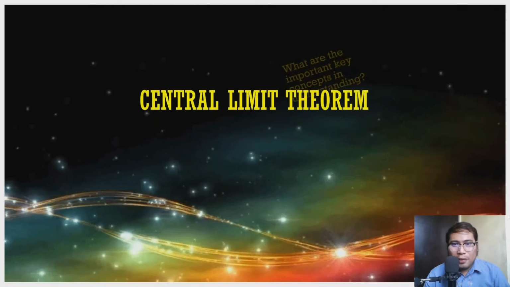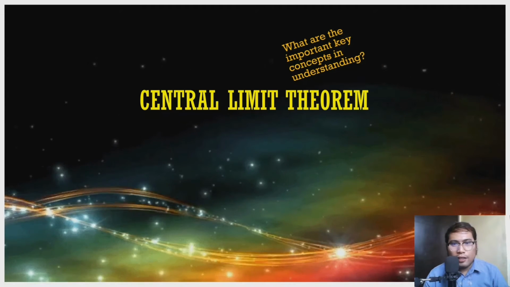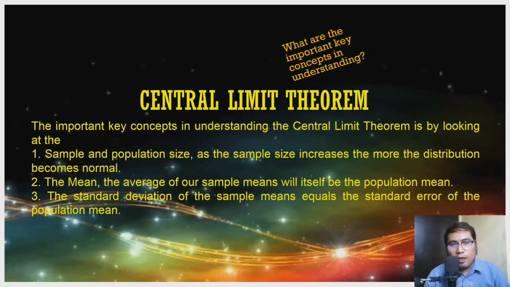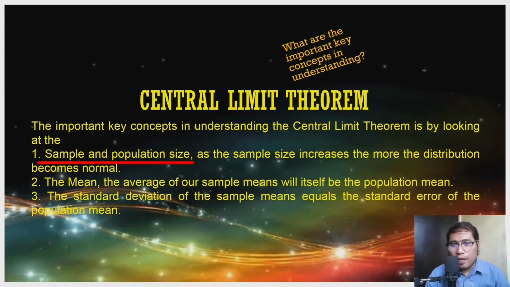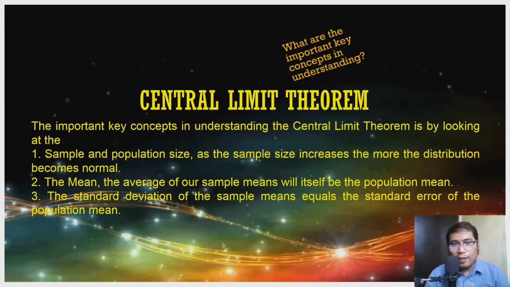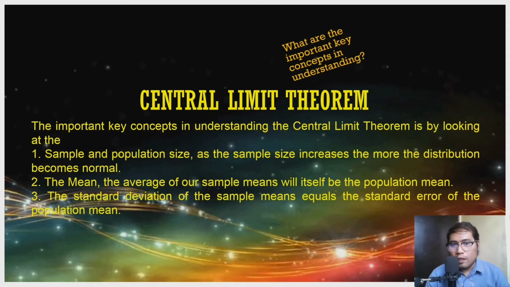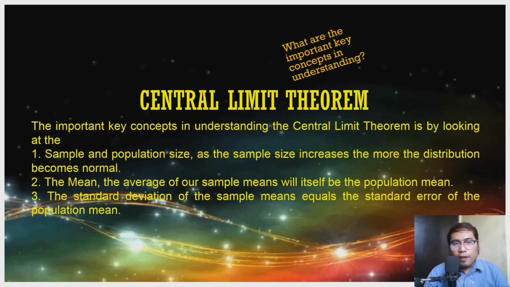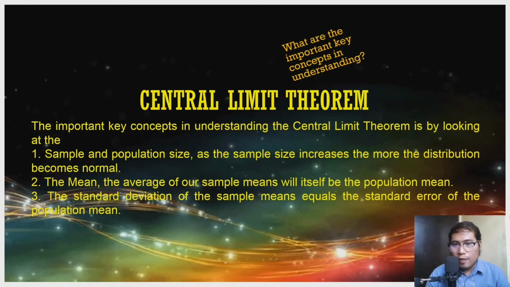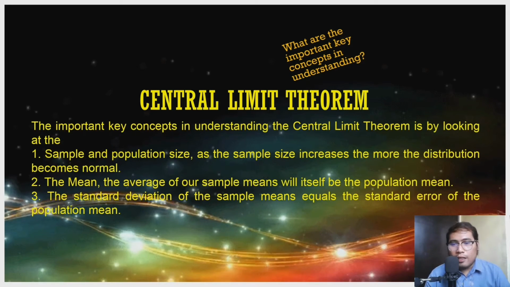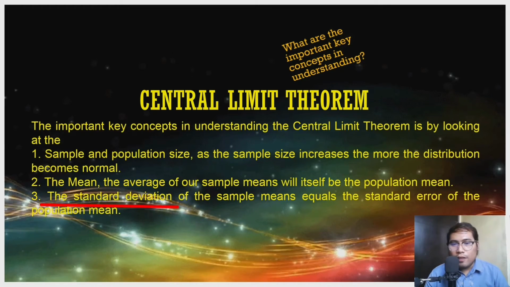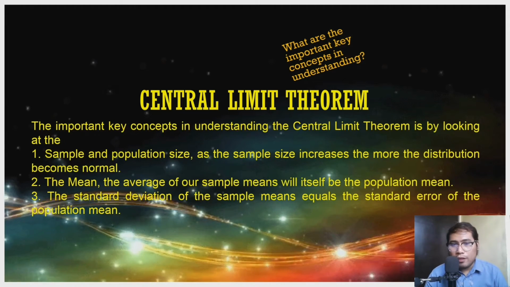What are the important key concepts in understanding the central limit theorem? We always remember this, that as the sample size increases, the more the distribution becomes normal. So we always talk about sample and population size. For number 2, the mean, the average of our sample means will itself be the population mean. So that means that the sample mean is also equal to the population mean. Number 3, the standard deviation of the sample means is equal to the standard error of the population mean.